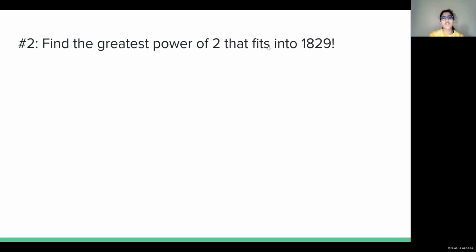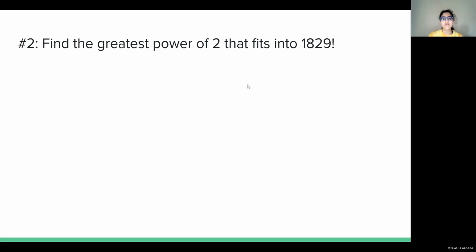Okay, problem 2 was find the greatest power of 2 that fits into 1829 factorial. So in the chat, please type the answers you got. Okay, so I see one answer, 2 answers, 3 answers. Anyone else want to put their answer in the chat?